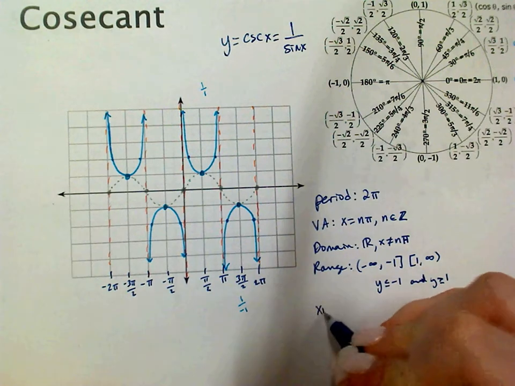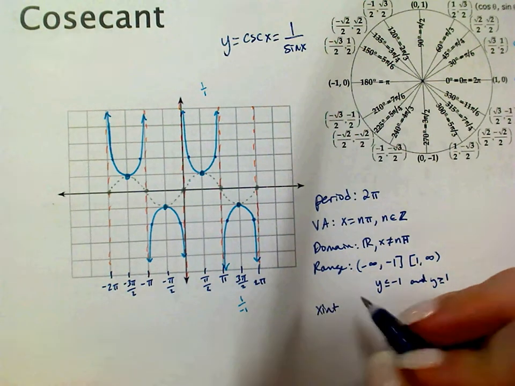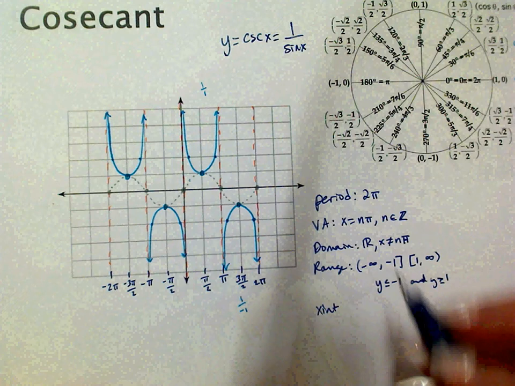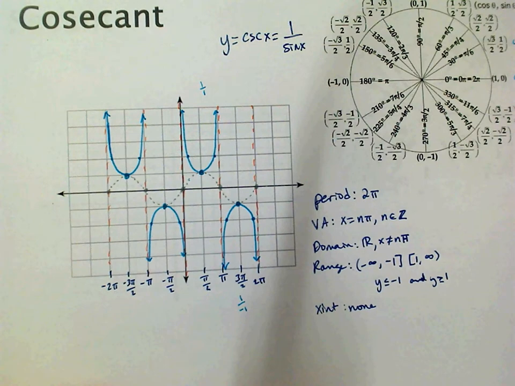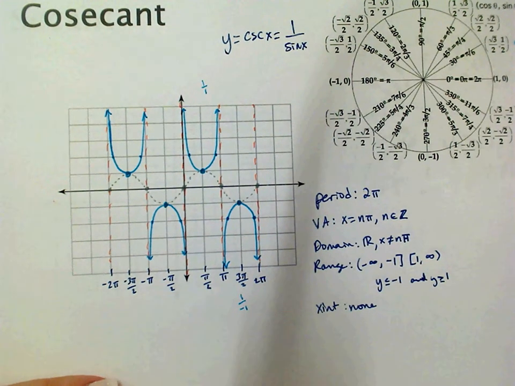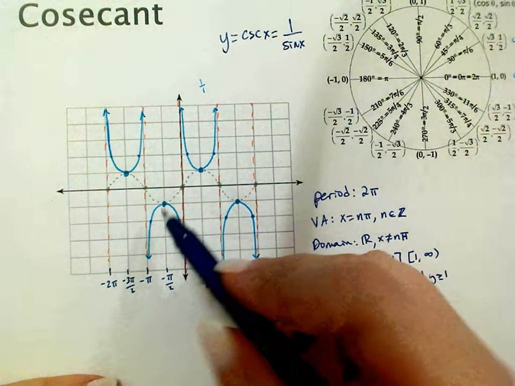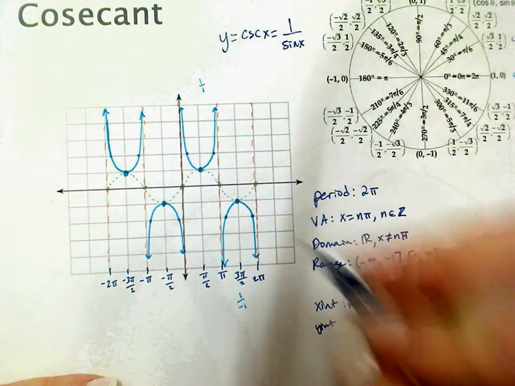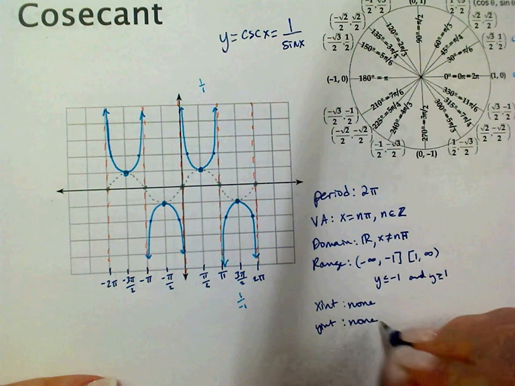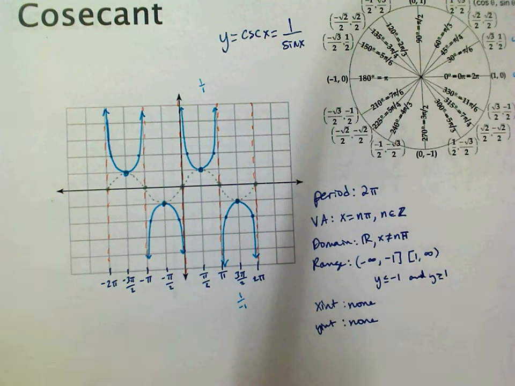X-intercepts. If you'll notice, in this case there aren't any. The only time you would have one is if you stretched or shifted it up or down, and unless it was these maxes and mins, I wouldn't expect you to find them, not right now. Y-intercept, in this case it doesn't cross the y-axis, so none. And did I see anything else? Oh, extrema.